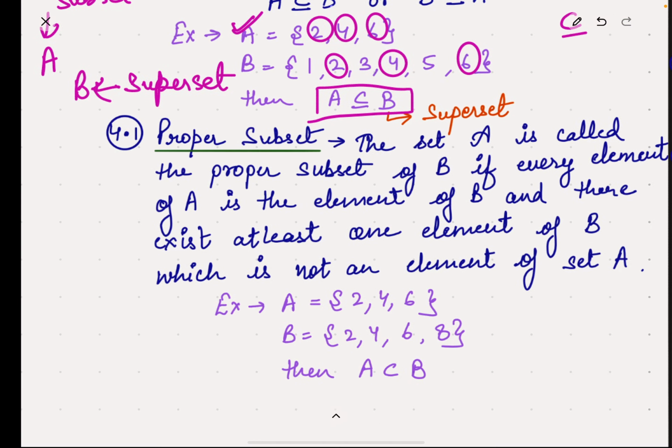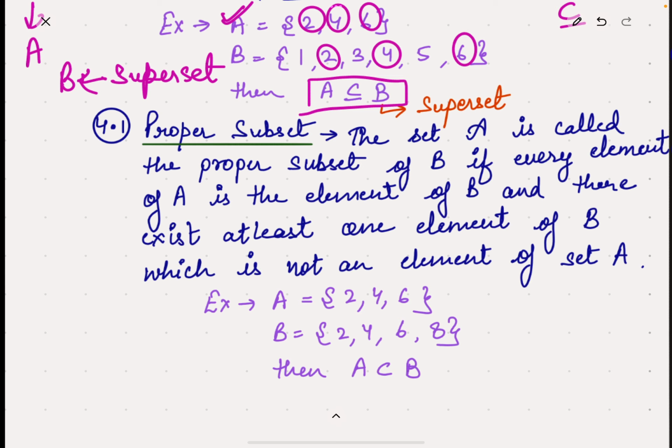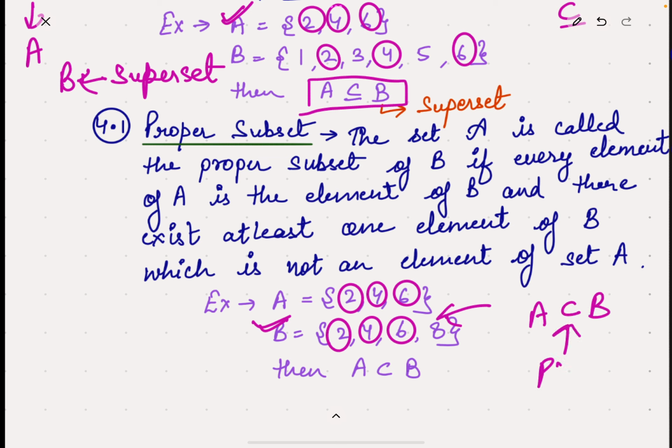Next thing that you need to understand is proper subset. When can we call a subset a proper subset? If the superset contains at least one more element than the subset, then it is called a proper subset. Let's see an example here. A contains 2, 4 and 6 and B also contains 2, 4, 6. But there is an extra element in set B. So we can say A is a proper subset of B. This is the sign for proper subset.